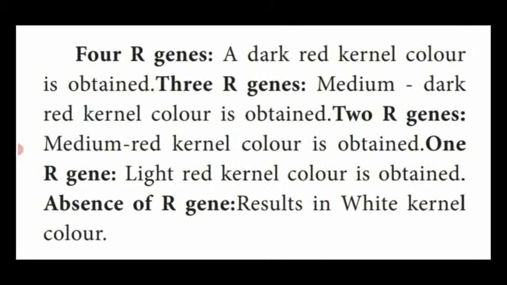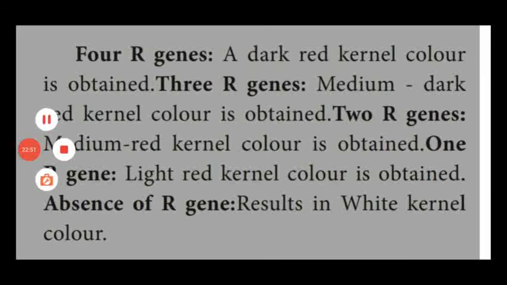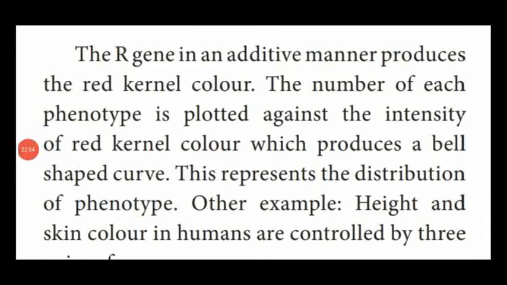If 4 R genes are present, it is dark red color. 3 R genes means medium dark red kernel color. 2 R genes means medium red kernel color. And 1 R gene means light red kernel color. And if there is no R gene, it is named white kernel color. Dear students, these are all the different colors depending upon the number of R genes present in the organism.